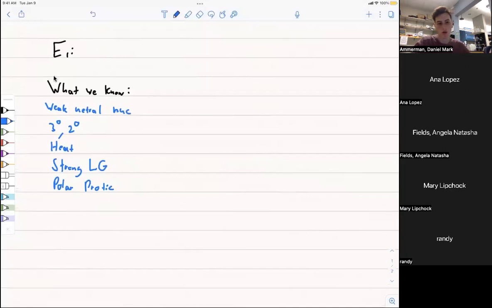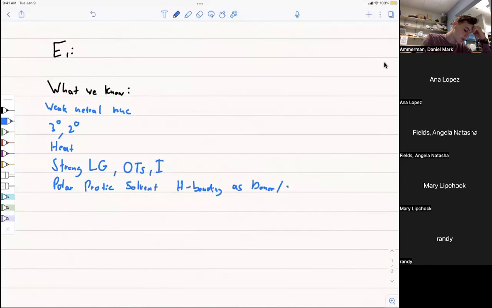Another good thing that we want to know to recognize this mechanism is that we are going to be doing it with heat. We have a strong leaving group, so some examples of that are OTs, iodine is another. This is also going to be done with a polar protic solvent, which means that the solvent that we're using is going to be something that participates in hydrogen bonding as a donor and an acceptor.